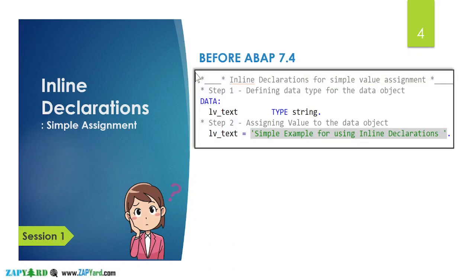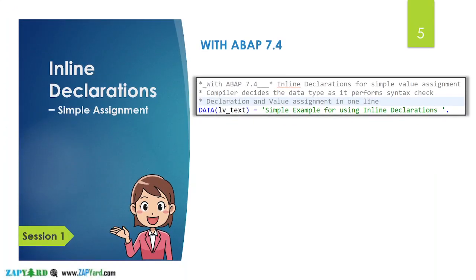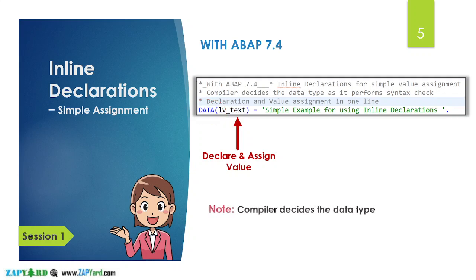In classic ABAP, usually we first declare the helper variable of a certain type. In our case, it's lv_text, which is of the type string, and then we assign the value to it. Simple? Now let's see how it works with ABAP 7.4. With ABAP 7.4, it's more simplified. We can declare and assign the value to the variable in just one single statement using the data declaration operator DATA. Technically, the compiler takes the privilege of identifying its data type during syntax check.